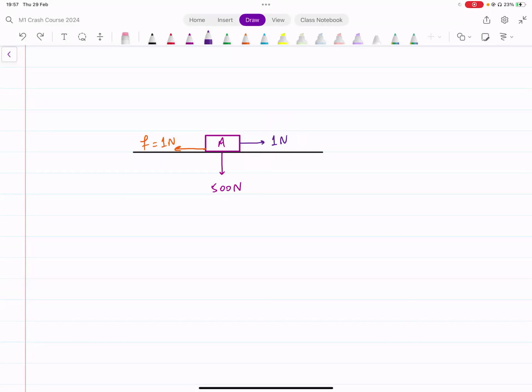What if you had a force applying on the right side of 5 Newton? What do you think is going to happen to the friction? What would the value of friction be in this case? 5 Newton applying on the right side, the friction would also match that, right? The friction on the left side would also become 5 Newton in this case, and the object will stay in equilibrium.